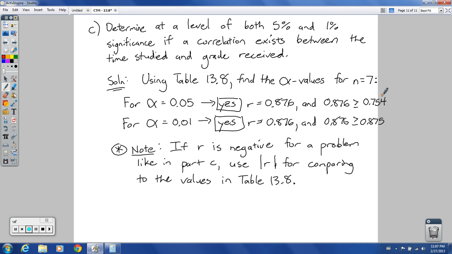And let's make one more note before we move on to the last part. These values, again, where did these come from? These were coming from the values in table 13.8.